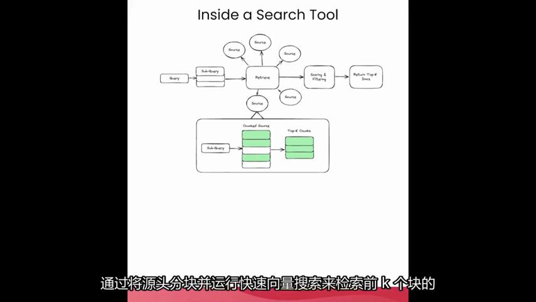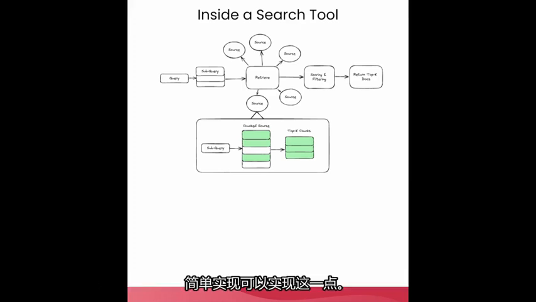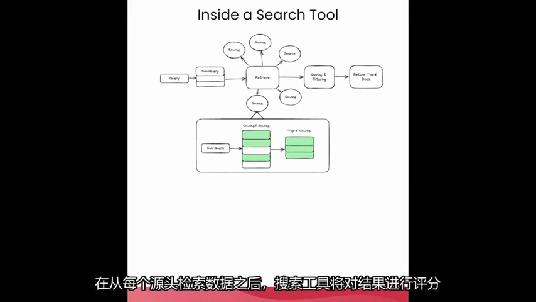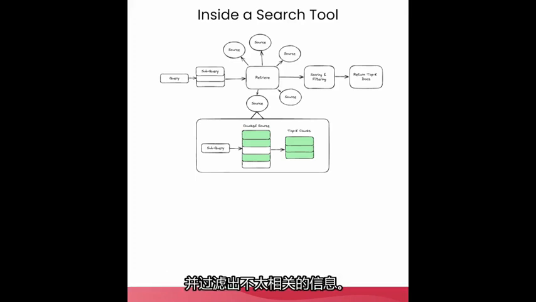A basic implementation of this can be achieved through a process of chunking the source and running a quick vector search to retrieve the top K chunks. After retrieving the data from each source, the search tool would then score the results and filter out the less relevant information. Okay, so let's test it out.